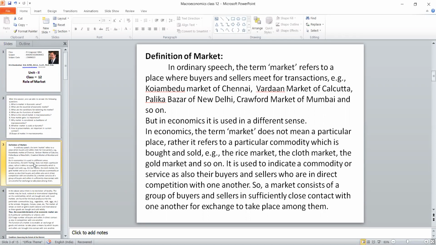Of course, for this particular commodity and service, the buyer also has to meet the seller. There will be competition between the manufacturers, between the distributors, between the consumers. Based on this competition only, the market structure will be determined. So the market consists of a group of buyers and sellers. They will have close contact with each other and exchange the product. So the definition is, market is based not on the place but on the product. That is called the economic market.